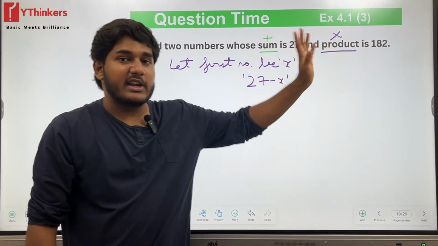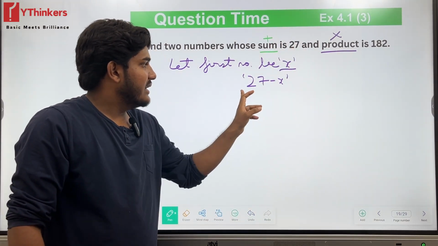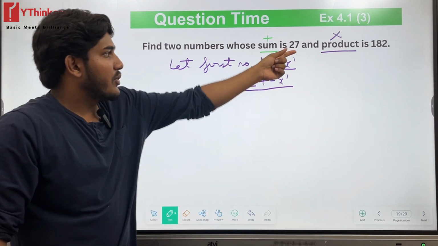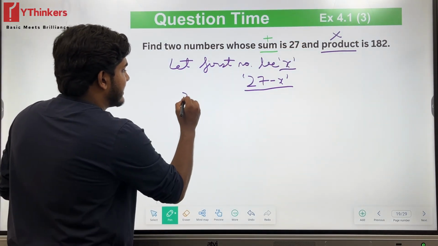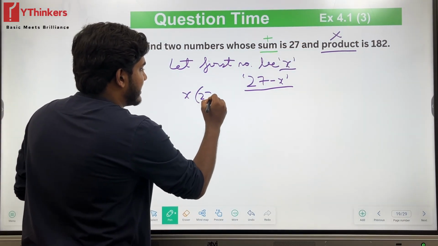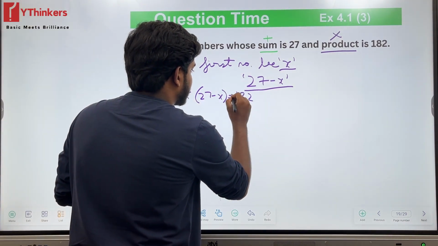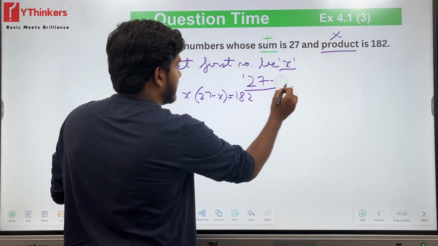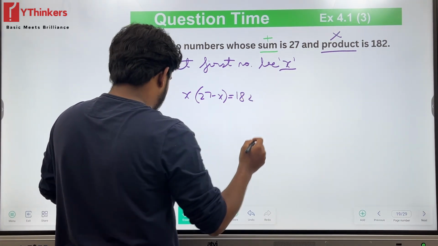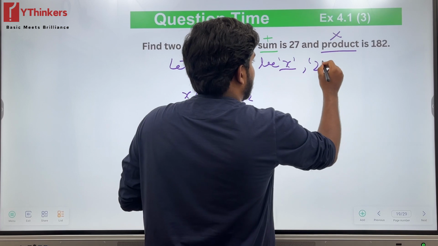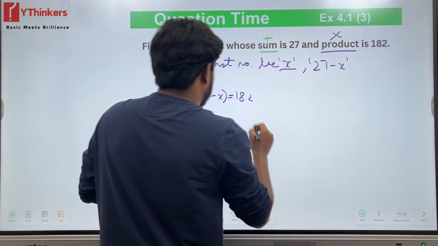So and product is 182. So this is my first number. This full is my second number. Product means multiplication. Can I write x into 27 minus x is 182? Okay, I'll just write it here. 27 minus x. Okay.